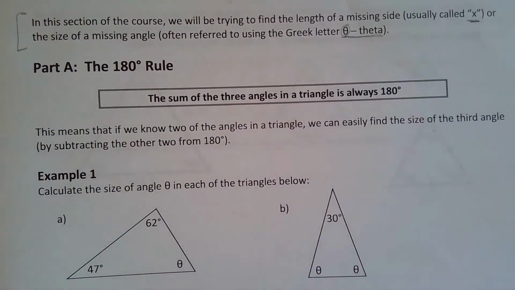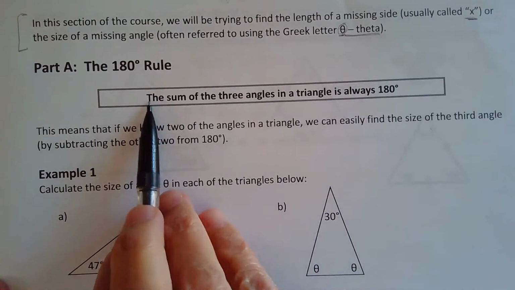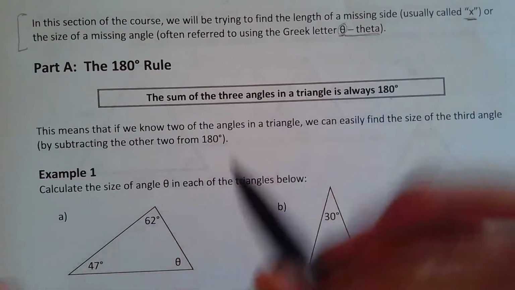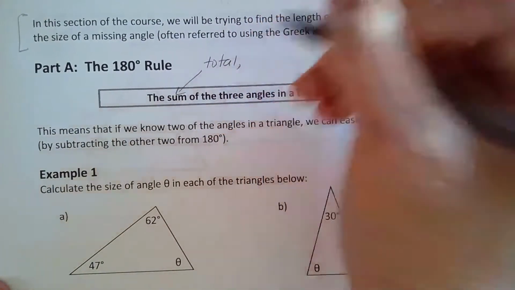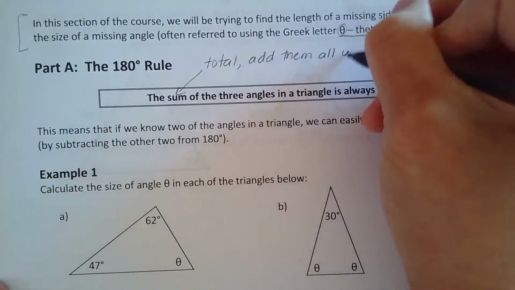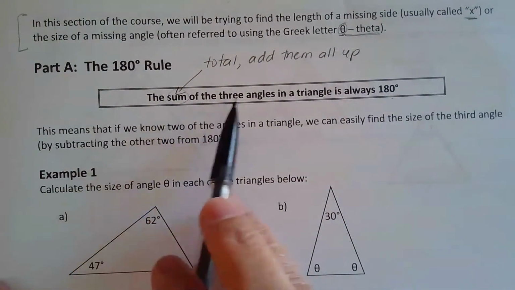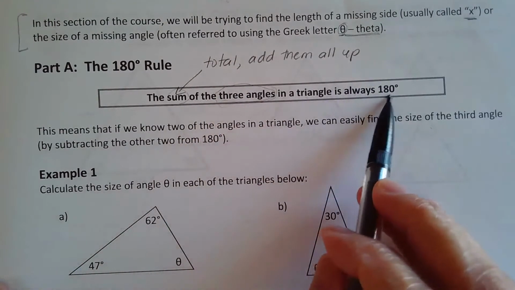introduction part. Now the very first thing that we're going to learn about the triangle, and this is always true for any triangle: the sum of the three angles in a triangle is always 180. The sum means total, means add them all up. The sum of what? The three angles. The three angles in a triangle is always 180 degrees.